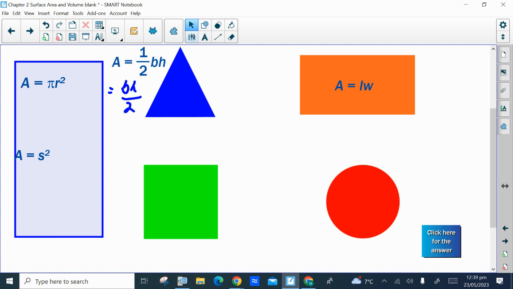For a square, if we consider each side of the square to be s, and a square is like a rectangle, you're going to multiply the base times the height, or the length times the width, only now it's s times s, which is s squared. And the formula for area of a circle is pi times r squared. So pi is approximately 3.14. It's actually an irrational number. It goes on forever, doesn't repeat, doesn't terminate.